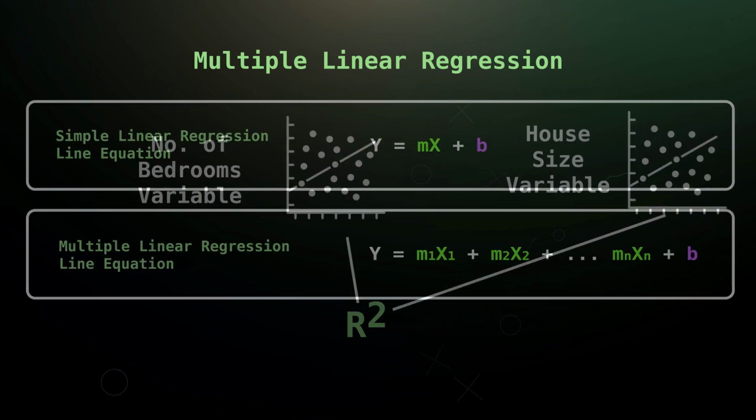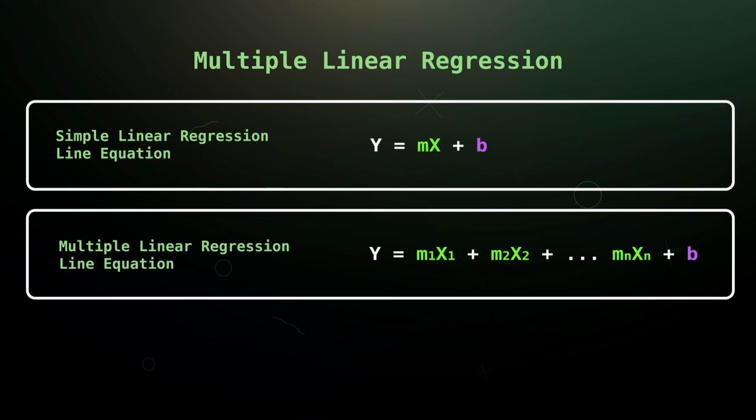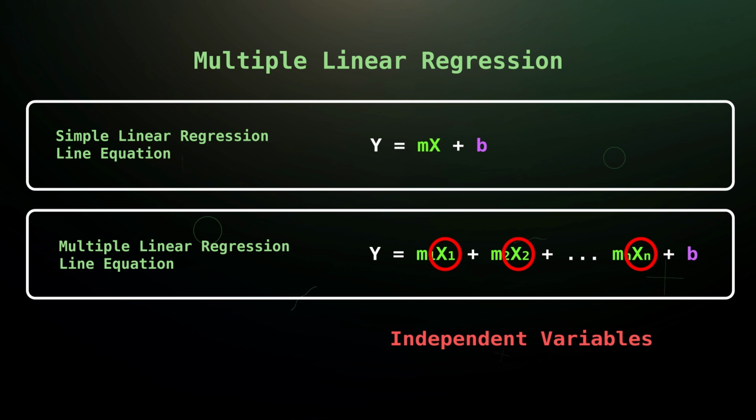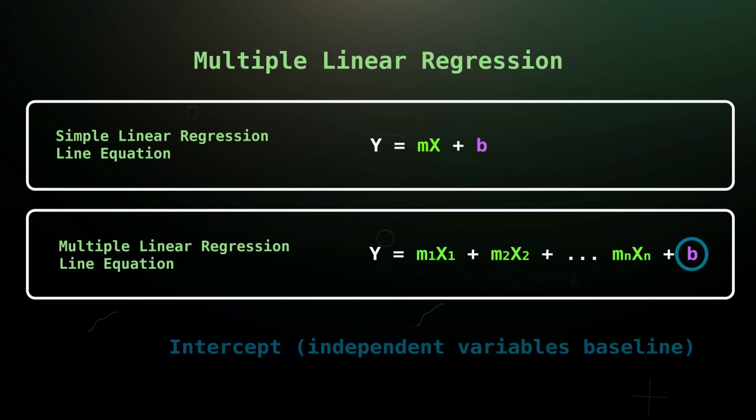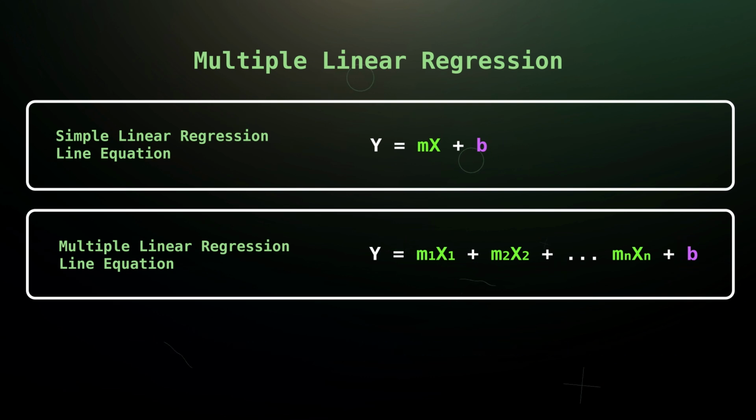In multiple linear regression, the equation is expanded. Each x represents one of the independent variables, like house size or number of bedrooms, and each m is the slope associated with that variable. These slopes show how much each independent variable affects the dependent variable, in this case house price. The intercept, b, is still the baseline where all the independent variables are 0. By including multiple variables, the equation helps us capture more of the factors that influence the outcome, making our predictions more accurate than a simple linear regression.